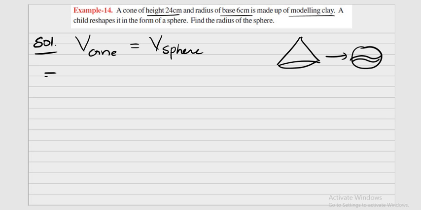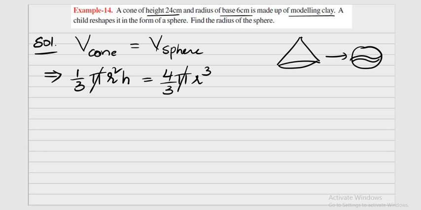So volume of cone is equal to volume of sphere, because volumes remain the same even if their shapes are changed. So volume remains constant, right? So what is volume of cone? Volume of cone is 1/3 pi r square h, which is equal to volume of sphere, which is nothing but 4/3 pi r cube. So on both sides I can cancel this pi. This is radius of cone, height of cone, this is radius of sphere, and on both sides I can cancel the 3's in the denominator also.